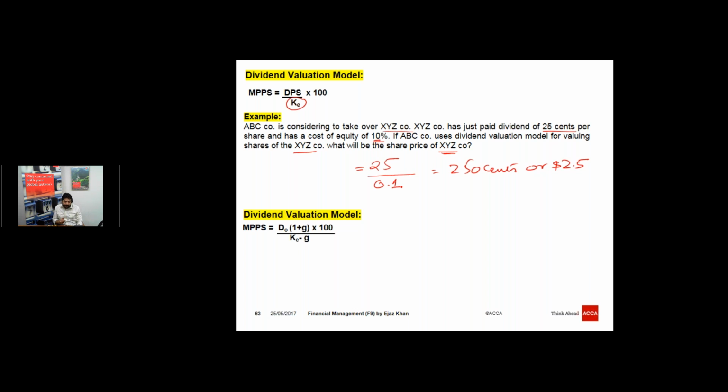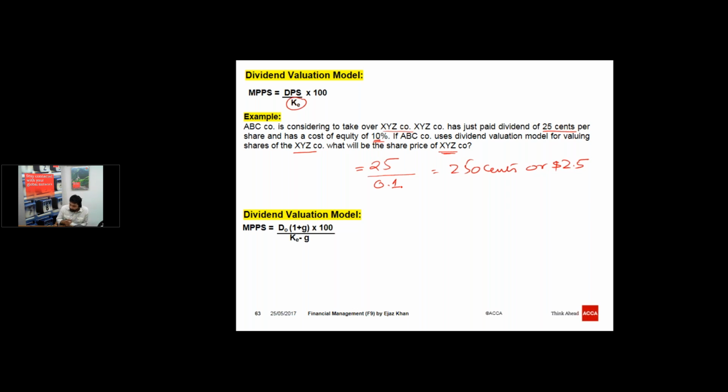ABC company is considering taking over XYZ company. So we will never use the cost of equity of ABC company. We'll use the cost of equity of XYZ company. This is something that you need to keep in your mind. Don't make this mistake in the exam. Do not take the cost of equity of ABC company. Use the cost of equity of the target company.